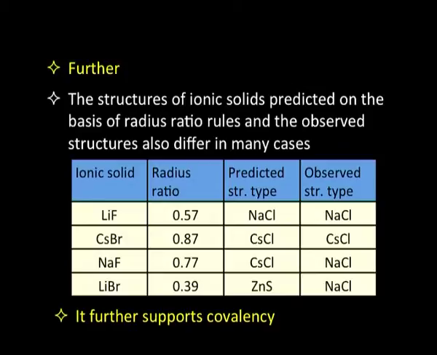That means this data of the discrepancies between the predicted structure types and observed structure types for different ionic solids also supports the concept of covalency in ionic solids. Now, let us see what is the cause for covalency. We are saying that these two sets of data, one of the lattice energy, and one of the ionic structures predicted and observed for the ionic solids, support covalency. But what is the reason for such covalency to be there?